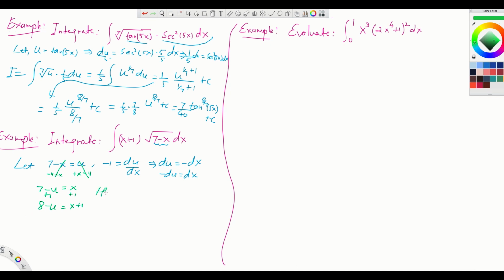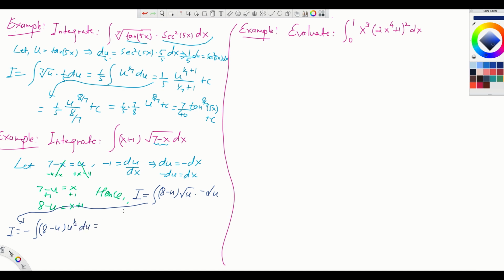Hence, what you can write is, let me write that. So this can be written as, so let's write down I. Let me take this whole thing denoted by I equals, this is 8 minus u. You see that? And then root u is still there. And then times negative du. You see that? Let me pull that negative outside. So let me write it here. So I equals negative, and then 8 minus u and u to the 1/2. You see that? And then du.